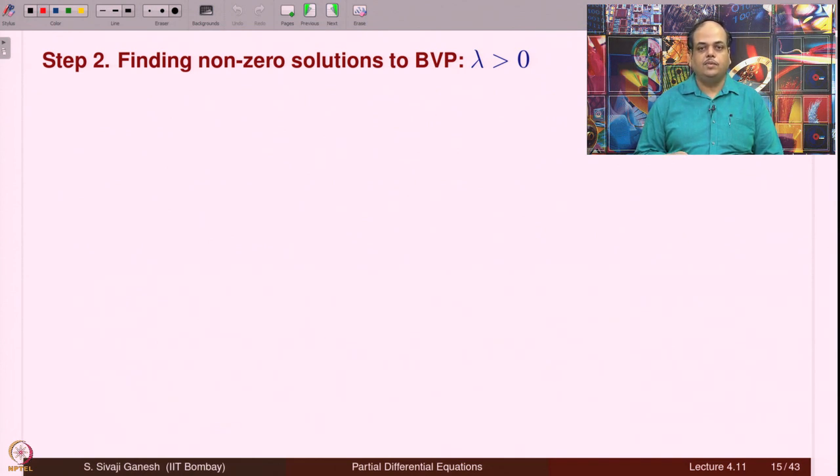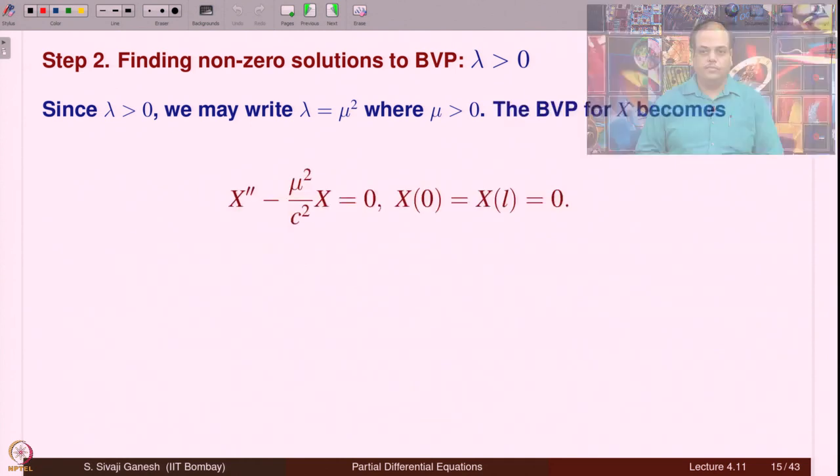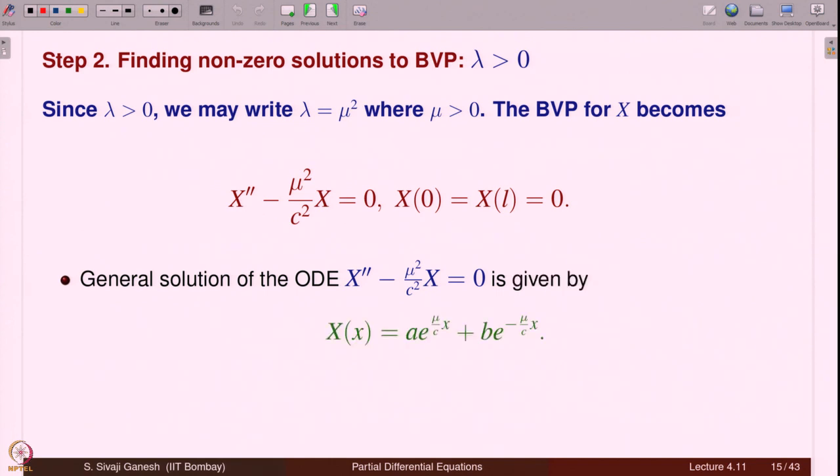Let us see whether it is possible to find eigenvalues which are positive, lambda positive. So, once lambda is positive, we can write it as lambda equal to mu square, where mu is positive. And the BVP becomes x double dash minus mu square by c square x equal to 0, and boundary conditions are x of 0 and x of L, both of them are 0. Now, the general solution of this ODE is given by A e power mu by c x plus B e power minus mu by c x.